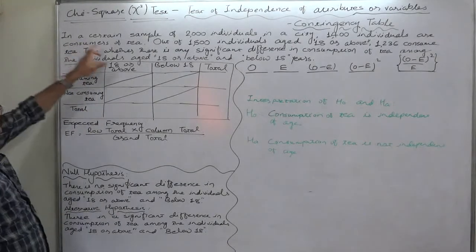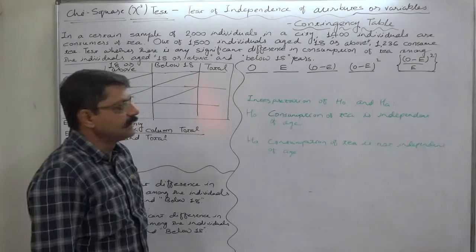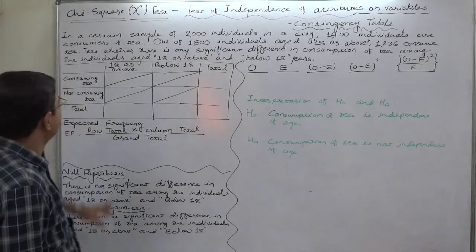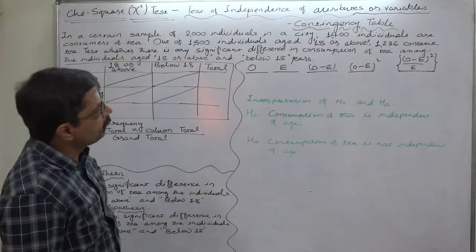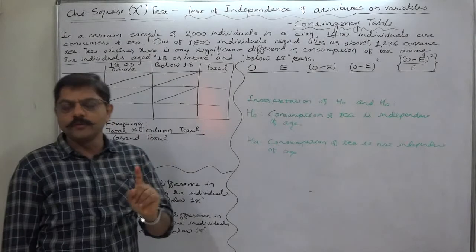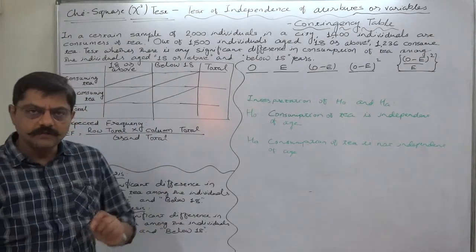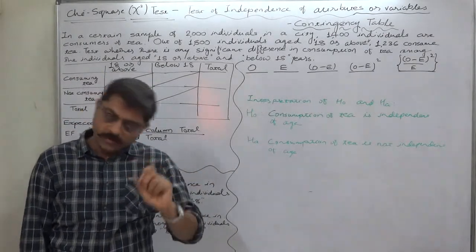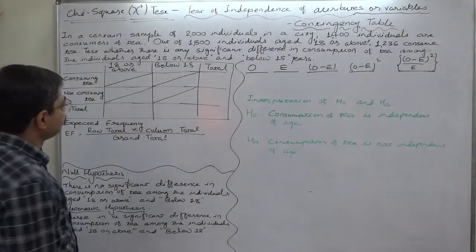In a certain sample of 2000 individuals in a city, a sample was made and 2000 individuals were covered under the survey. 1400 individuals are consumers of tea. Out of 2000, 1400 are consumers of tea. That means the remaining 600 don't consume tea. This is the interpretation of this question.